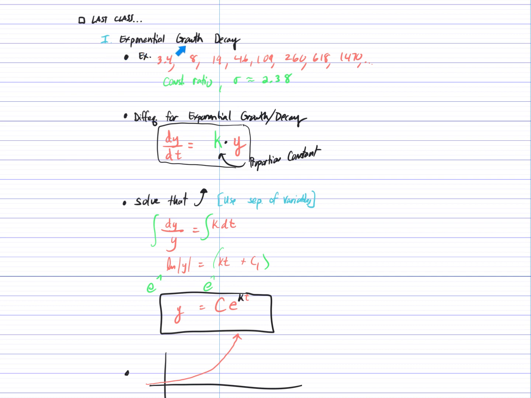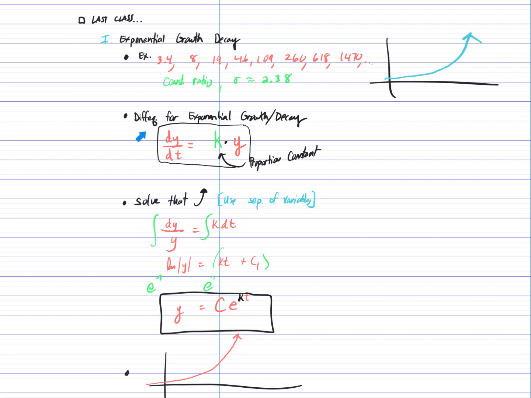First, we talked about exponential growth and decay. Here's an example of exponential growth where each new y value is approximately 138% bigger than it used to be. We know that exponential growth grows really fast. Eventually, the curves usually look like this. And we can see that happening with these numbers. They're starting to grow very fast.